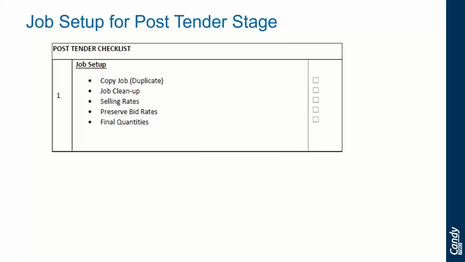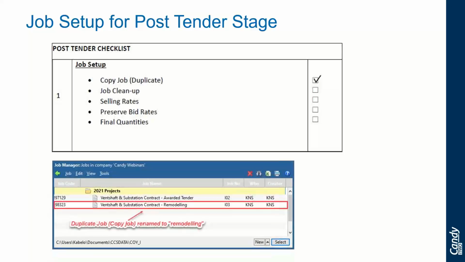Right, so stage 1, which is the job setup under the post-tender checklist, is copy job, which means duplicate a job. Now, this is part of good practice, to make a copy of the job before remodeling it for post-tender stage. You'll notice that you will have 2 copies of the job available: the original tender job, and of course the duplicated job, which we've renamed to Remodeling for Post-Tender use.